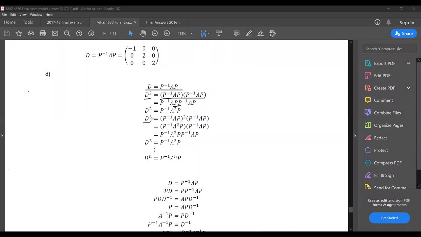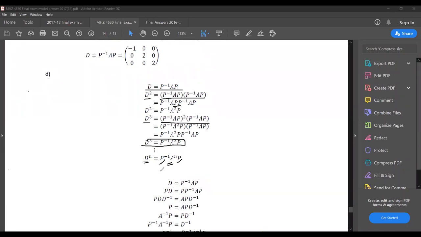So to find D cube, we have to multiply D squared by D. So again, this is a simple multiplication. Only thing, P inverse into P is I, and A into A becomes A squared, and A squared into A becomes A cube. So when there is a cube, P inverse does not change, P also does not change, A gets a cube. So if there is n for D, we will get an A to the n. That's all.